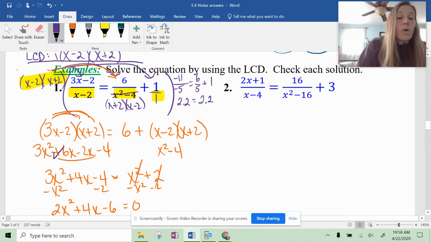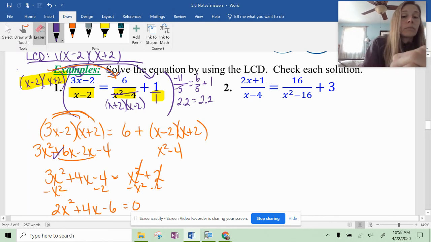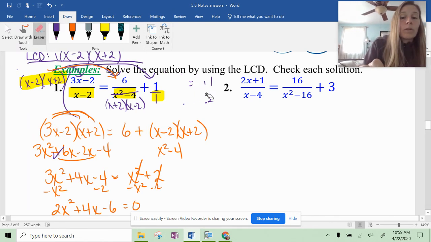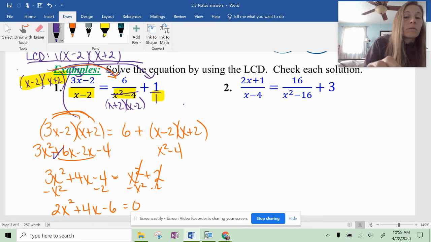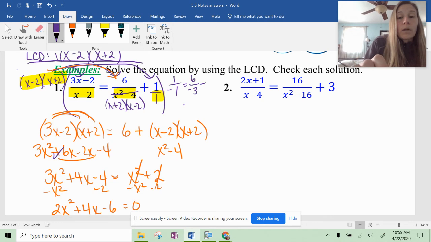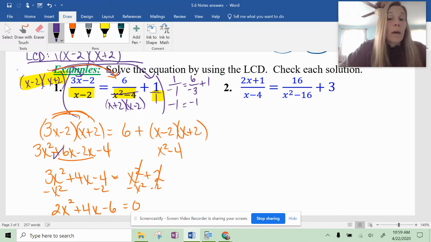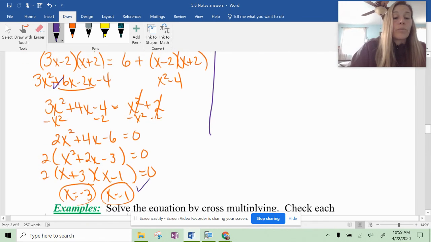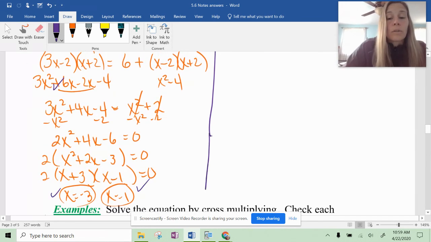So now let's check the 1. So if I put in the 1, 3 times 1 is 3. 3 minus 2 is 1. 1 minus 2 is negative 1. 1 squared is 1. 1 minus 4 is negative 3. So this would be negative 1 equals negative 2 plus 1, which is also negative 1. So that works as well. So both of these are good solutions.